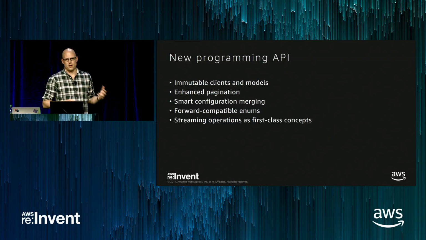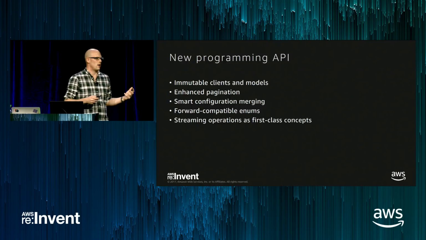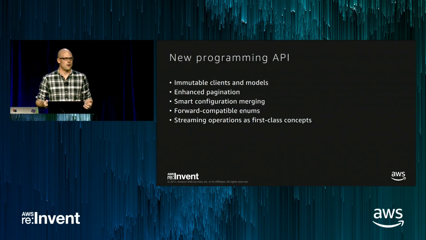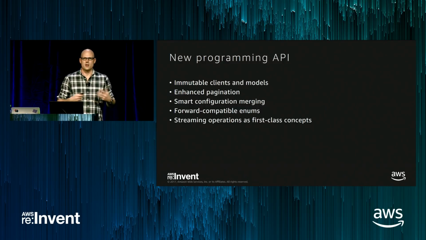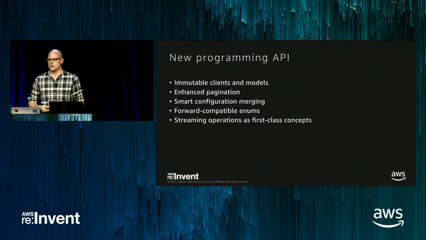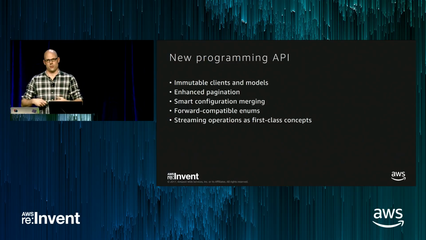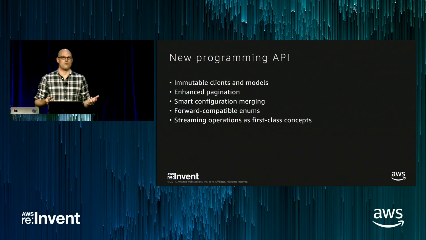So first up, immutability. In a concurrent multi-threaded world, immutability is king. It helps us with the ability to reason about our code if things aren't constantly changing underneath you. And in V1 of the SDK, all of the clients, the things that expose the service operations, and the models, the things that you make your requests with, are fully mutable objects. And so for V2, we wanted to move away from that.